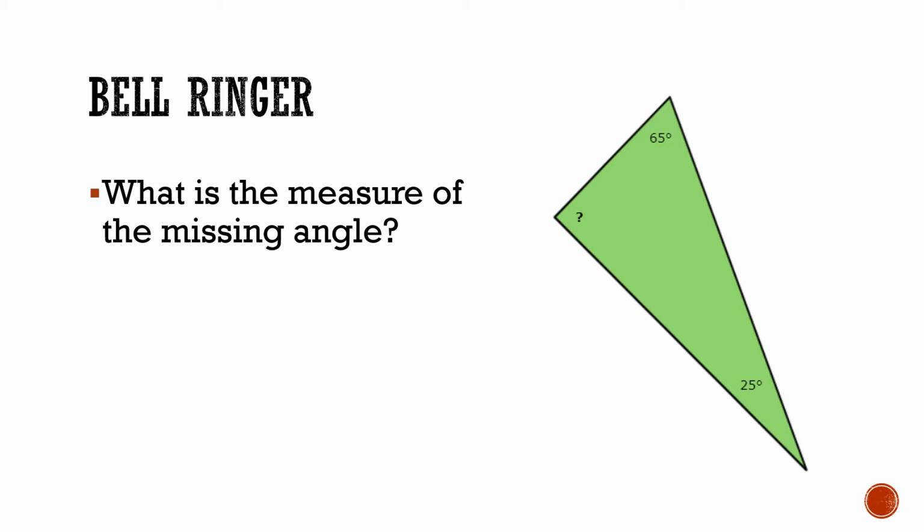Our bell ringer question today says, what is the measure of the missing angle? So we know that the three angles in a triangle should add up to 180 degrees. So we're going to do 180 minus 65 minus 25, which leaves you with 90. So our missing angle here would be 90 degrees, which is also a right angle.